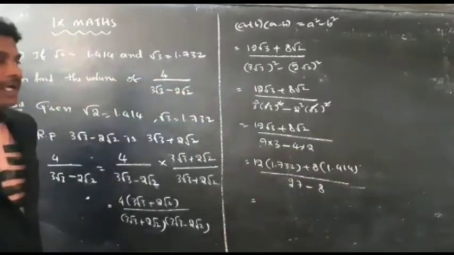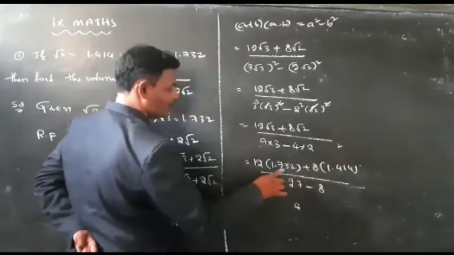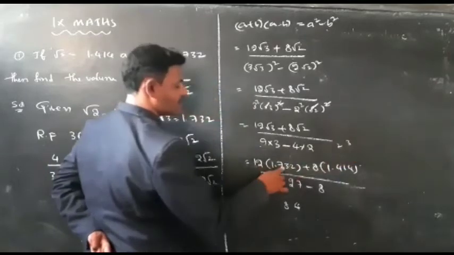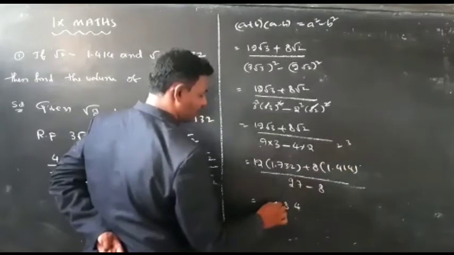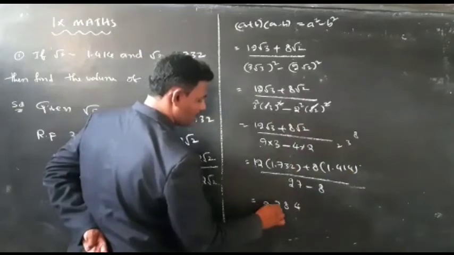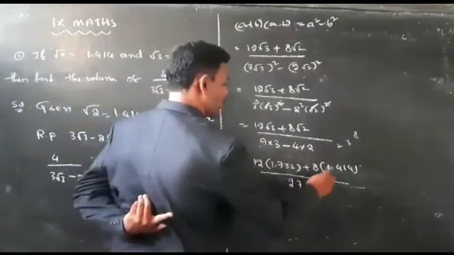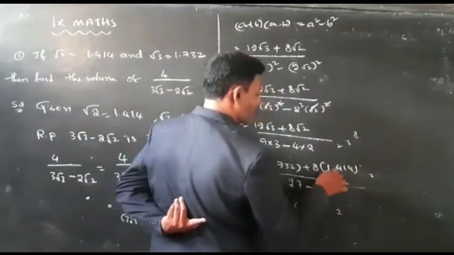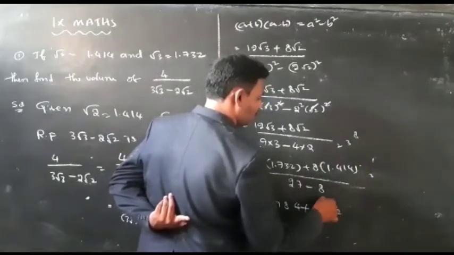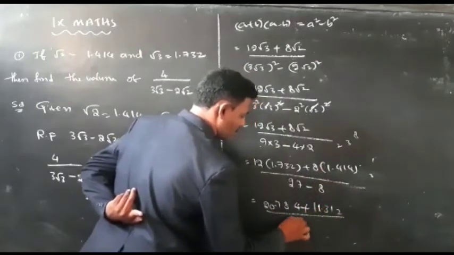Now multiply 1.732 by 12. 12 2s are 24. 12 3s are 36. 36 plus 2 is 38. 3. 12 sevens are 84. 84 plus 3 is 87. 12 ones are 12. 12 plus 8 is 20. So it is 20.784. Now 8 times 1.414: 8 fours are 32. 3. 8 ones are 8. 8 plus 3 is 11. 8 fours are 32. 32 plus 1 is 33. 3. 8 ones are 8. 8 plus 3 how much? 11.